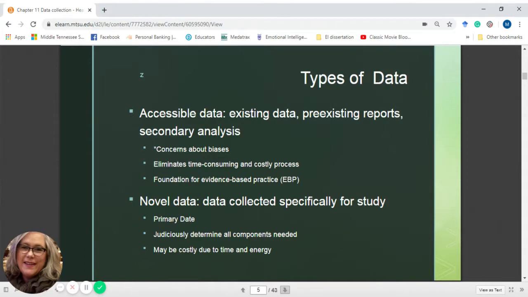Then we have our new data, novel data: new tools or existing tools that are used in a new way to collect new data. And that should say primary data, not primary date. So we're looking at a new way of collecting the data or using that tool or instrument to look at new information or a new population.